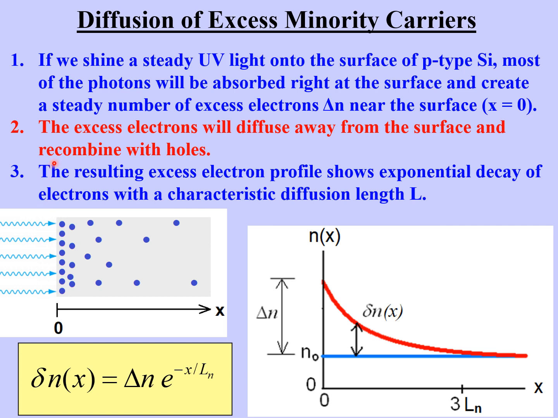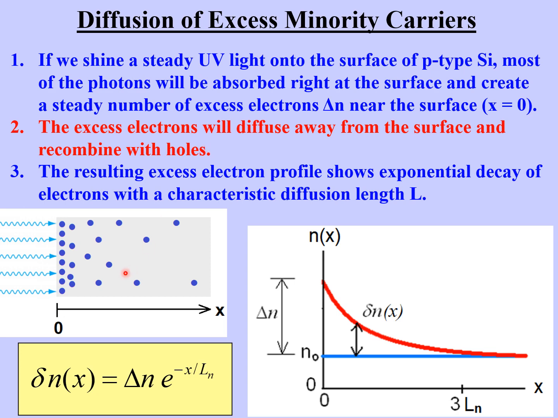So what happens here is the excess electrons diffuse away from the surface, and as they do so, they're going to move. Remember, there's lots of them here. There's very few over here. So diffusion of electrons is going to be to the right. As they diffuse, though, they're going to recombine with holes.